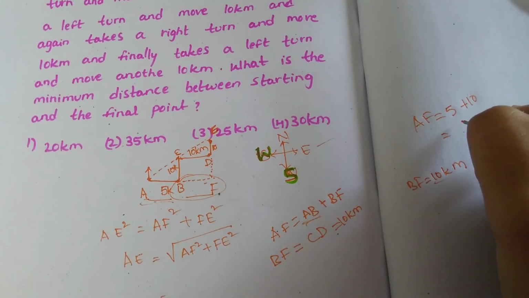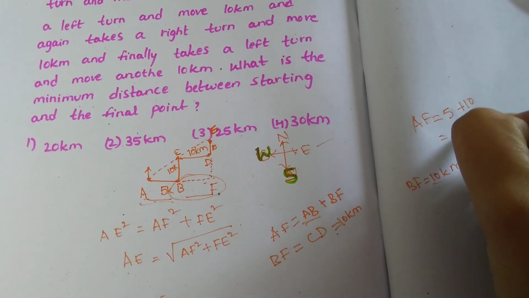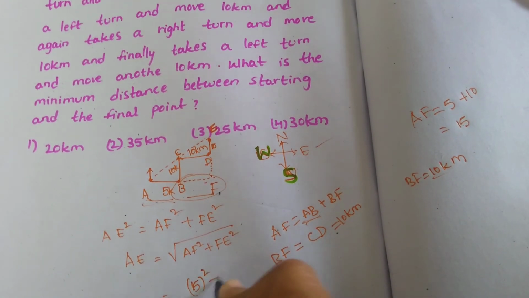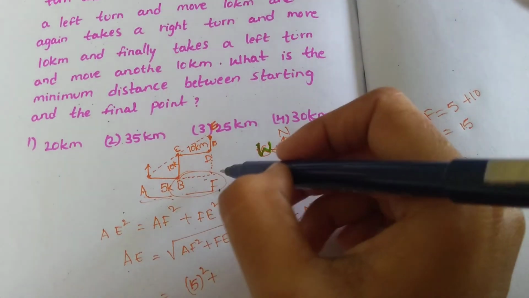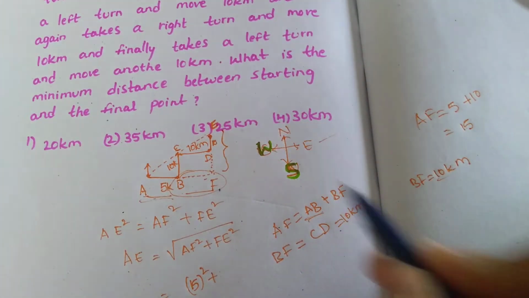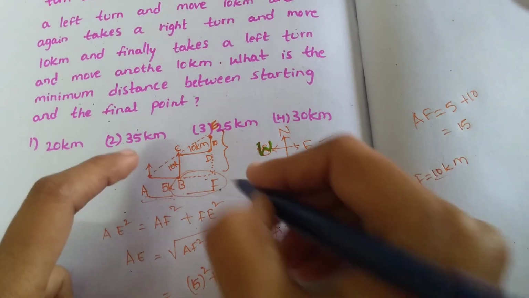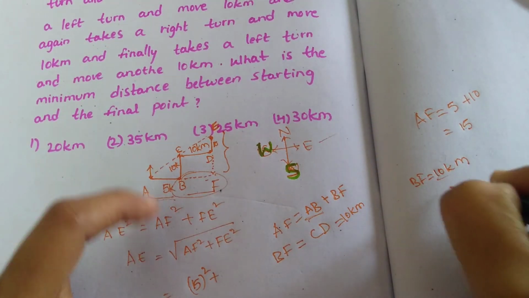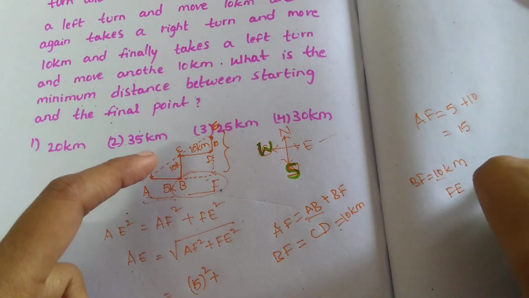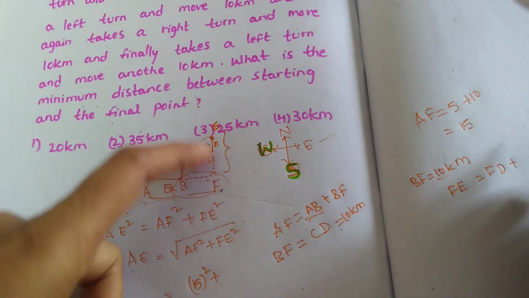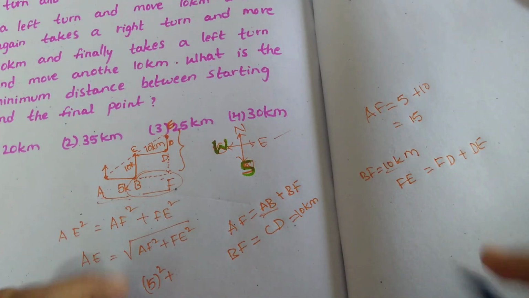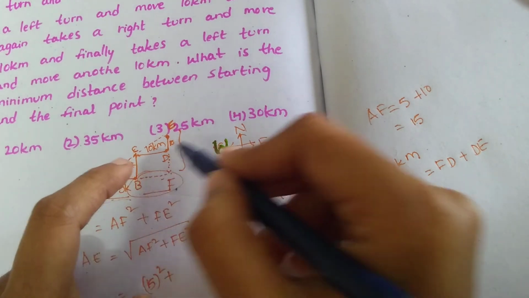AF equals 15. So 15 square plus FE square. FE equals FD plus DE. What is the value of FD?